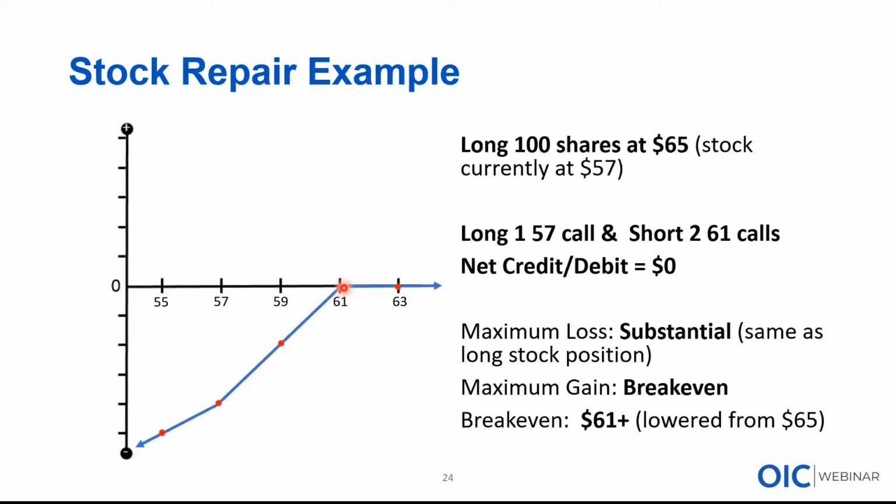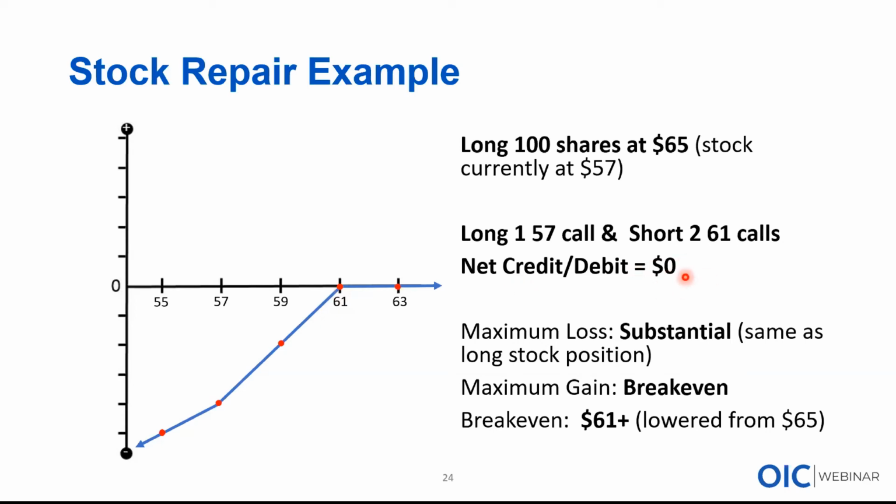But here's where we then give up something to the market. Short two 61 calls means we're obligated to deliver the 100 shares we own. We neutralize the long call option as well. So above 61, we can't make any money. The way this has been constructed, we cannot profit on the trade. But for no additional cost and no additional risk, we lowered our break-even point by half. And that's the benefit of doing stock repair.